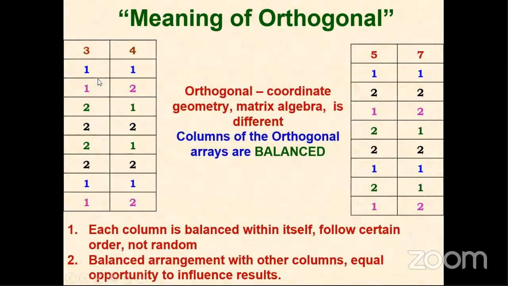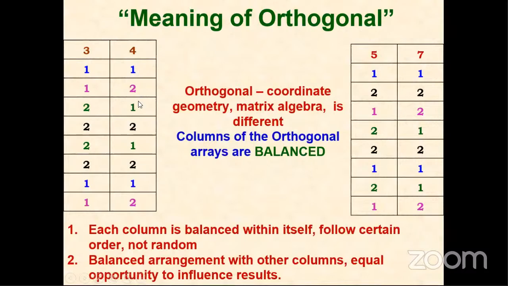It follows a certain order, not random order. If you see it as an outsider, a third party, you may think, hey, what is this? But if you see it with your own engineering eye, it is balanced. Every line and column is balanced in itself: 1 1, 2 2, 2 2, 1 1.